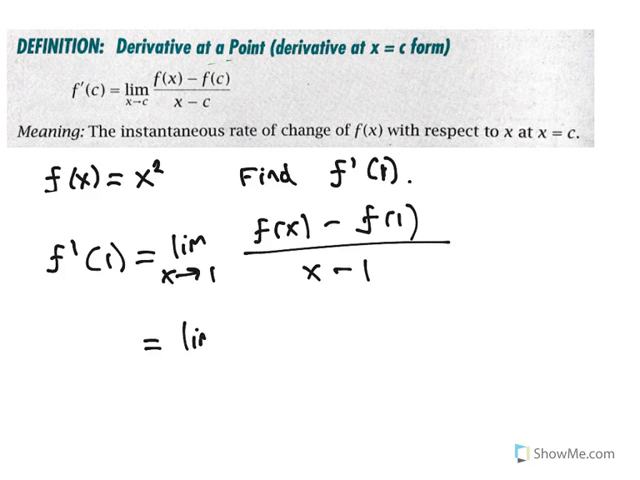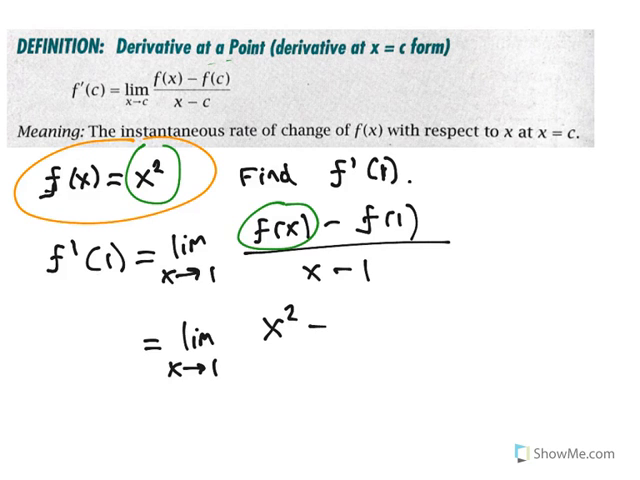So we have the limit as x approaches 1. What is f of x? F of x is x squared. So I'm just going to write x squared here. What is f of 1? Evaluate the function at x equal to 1. You get 1 squared, which is 1. Divide that by x minus 1.